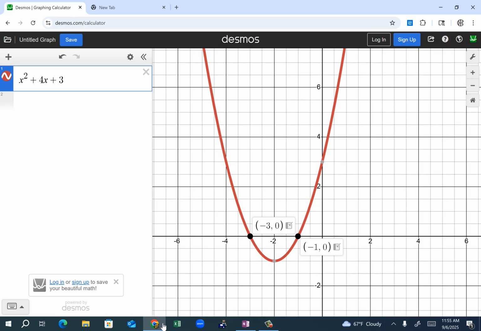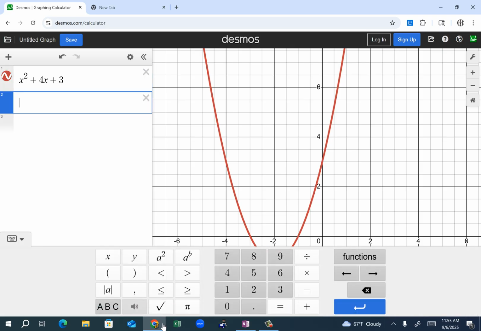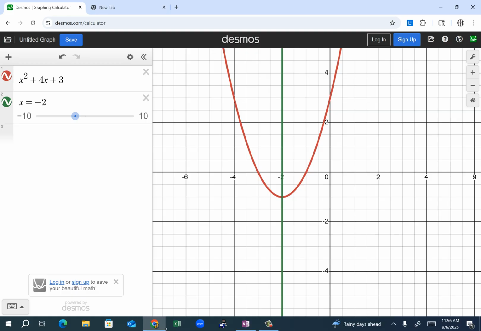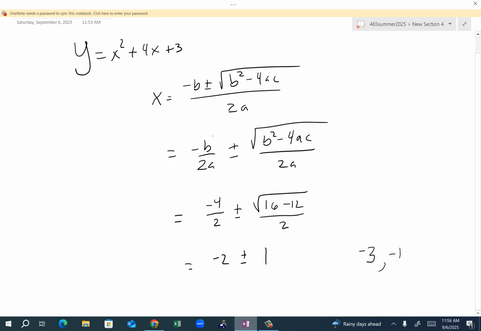But notice this, friends. X equals negative 2. And you didn't hit x equals. X equals negative 2 is the vertex. This part right here is always where the vertex is located.